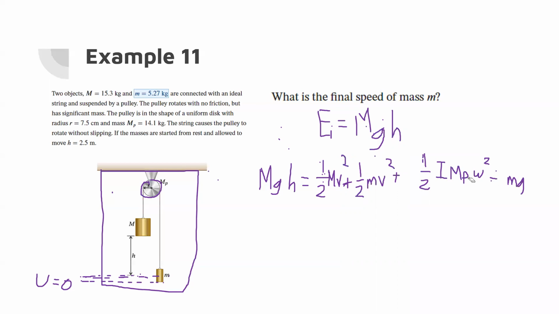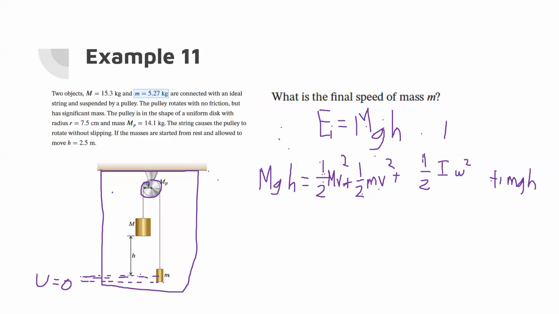Plus mg, little mgh, like that. And I can solve this problem for, well, I guess this shouldn't be here yet. I got a little too ahead of myself here. This should just be I omega squared. I omega squared, like that.